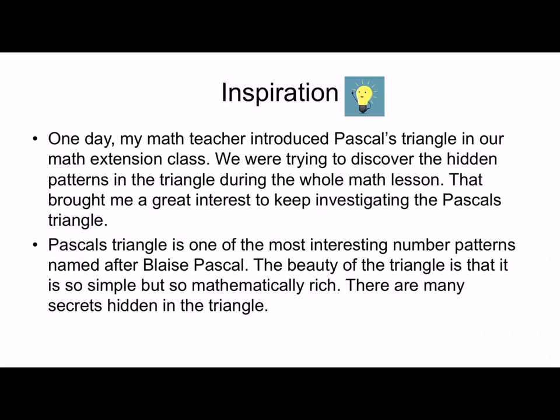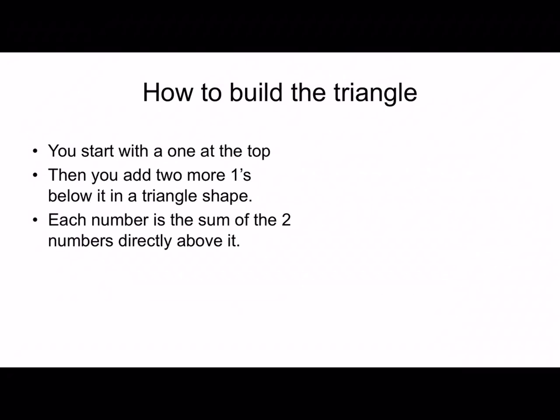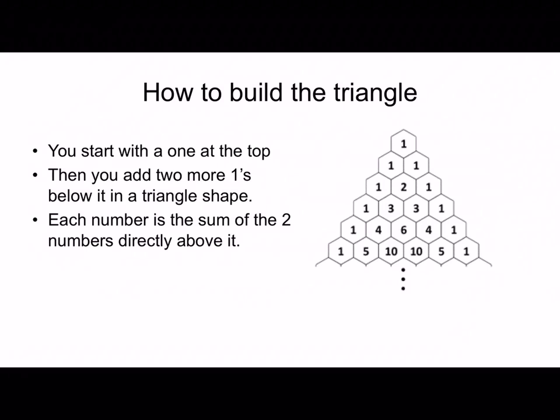Pascal's triangle is one of the most interesting number patterns named after Blaise Pascal. The beauty of the triangle is that it is so simple, but also so mathematically rich. There are many secrets hidden in the triangle. This is how to build the triangle. You start with a 1 at the top. Then you add 2 more 1s below it in a triangle shape. Remember, each number is the sum of the 2 numbers directly above it.